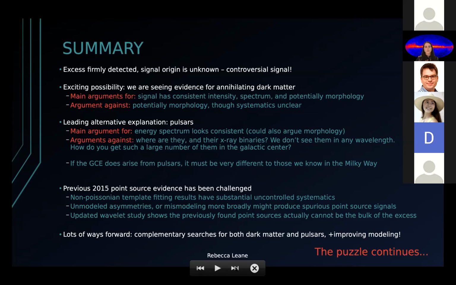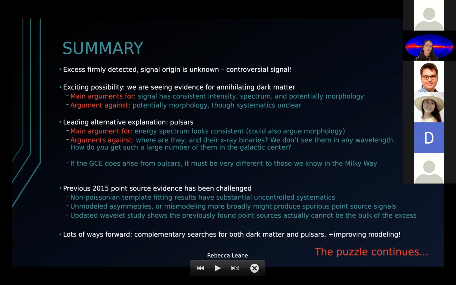I think there are also mounting arguments against this, in the sense we're not seeing any of these pulsars in any wavelength. Maybe we should have seen them in the wavelet analyses. It seems like you have to have a lot of them now to not have shown up there. And then there are questions of how you get so many pulsars in the galactic center. Maybe it's doable, but it seems like a lot. So really, if the excess does arise from pulsars, it must be very different to the type that we know we have in the Milky Way already.